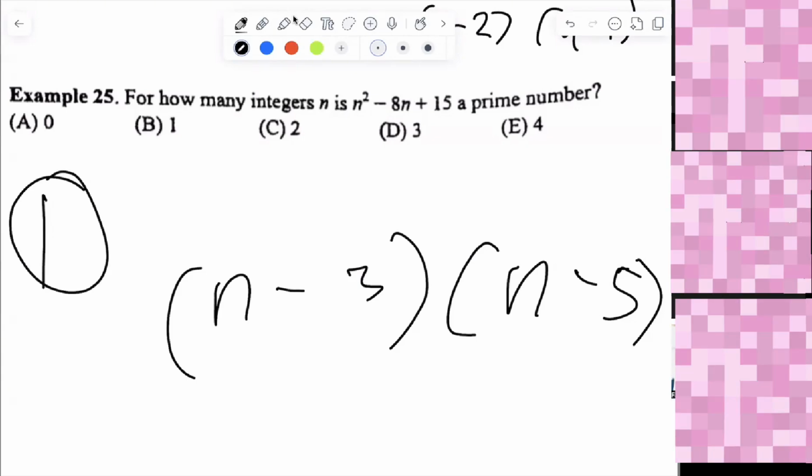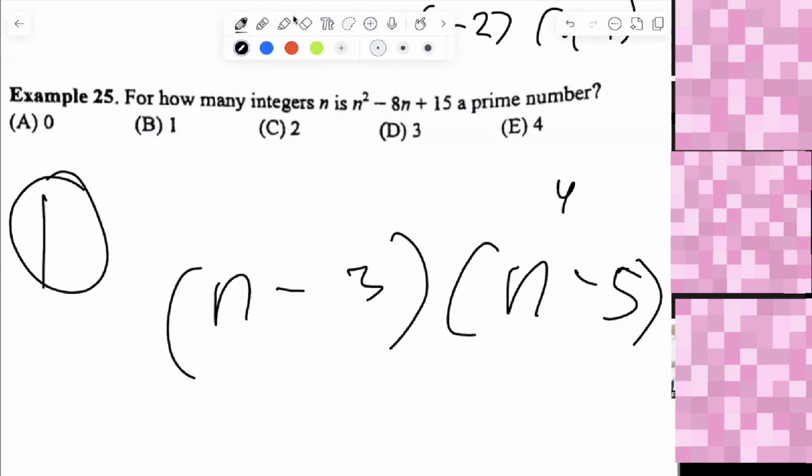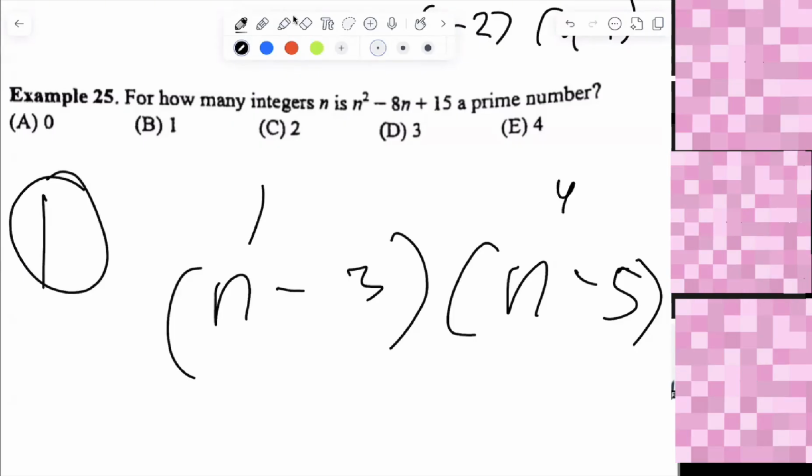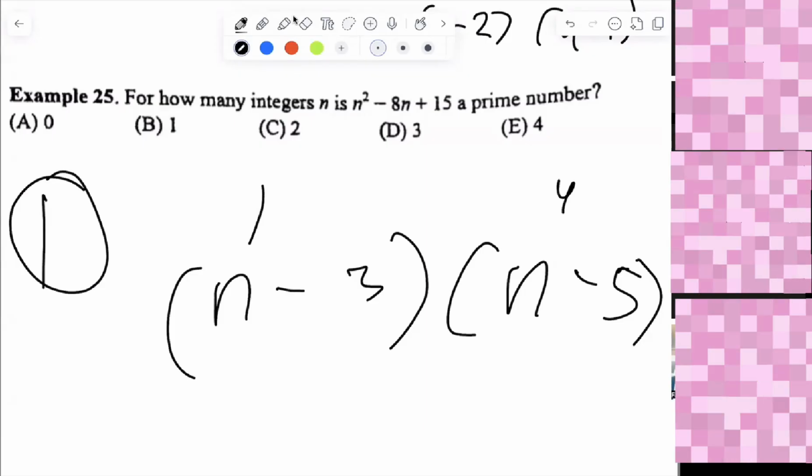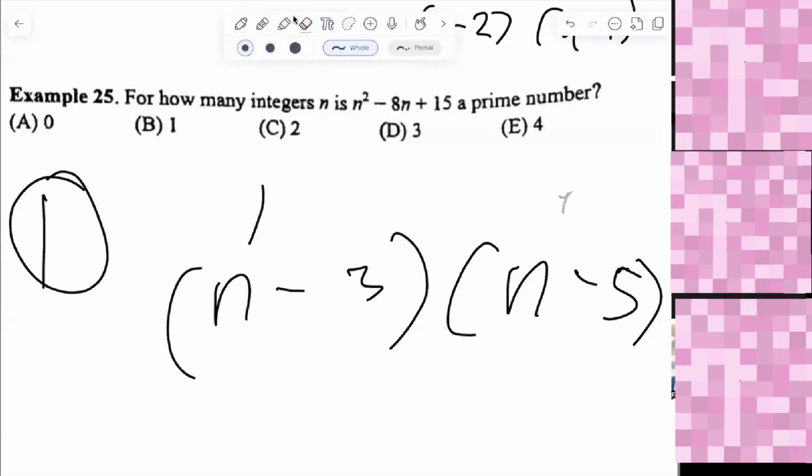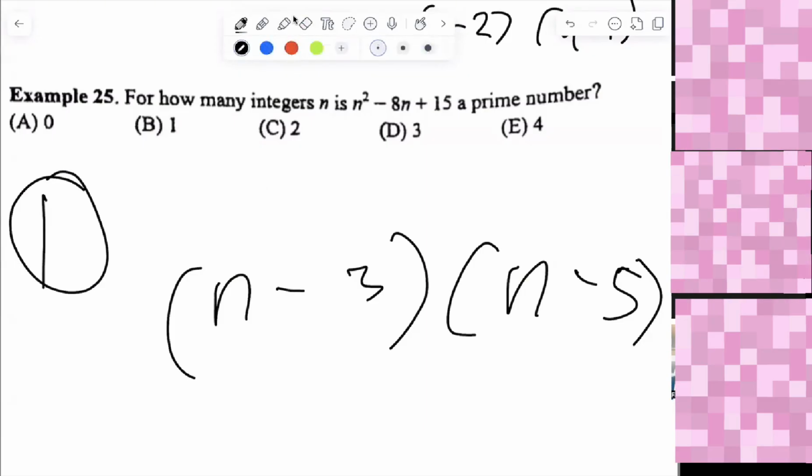So n minus 5 is negative 1. That's only going to happen when n equals 4. And then 4 minus 3 is 1, and 4 minus 5 is negative 1. Yep, it doesn't work, as we already talked about before. So make sure you don't overcount.